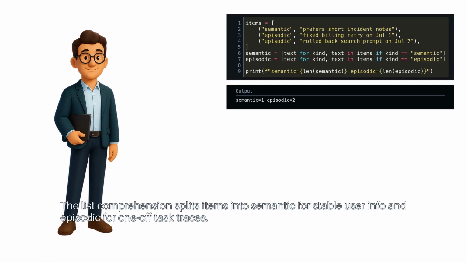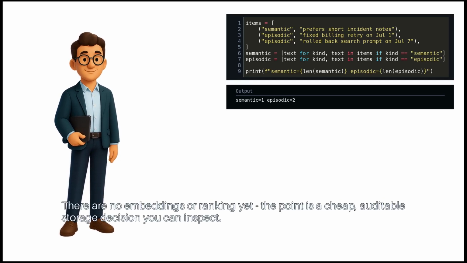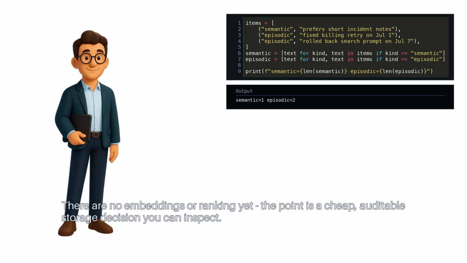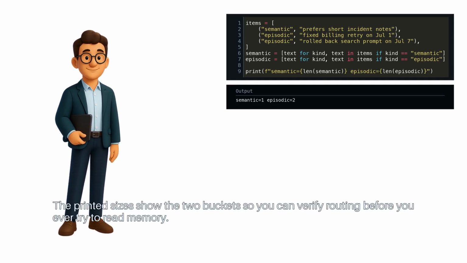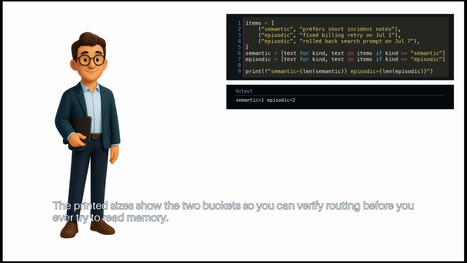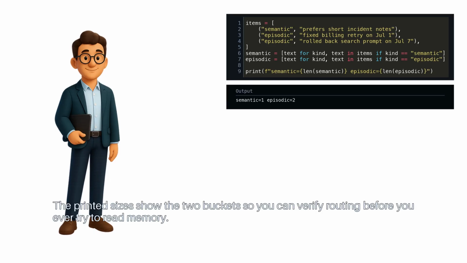The list comprehension splits items into semantic for stable user info and episodic for one-off task traces. There are no embeddings or ranking yet. The point is a cheap, auditable storage decision you can inspect. The printed sizes show the 2 buckets, so you can verify routing before you ever try to read memory.